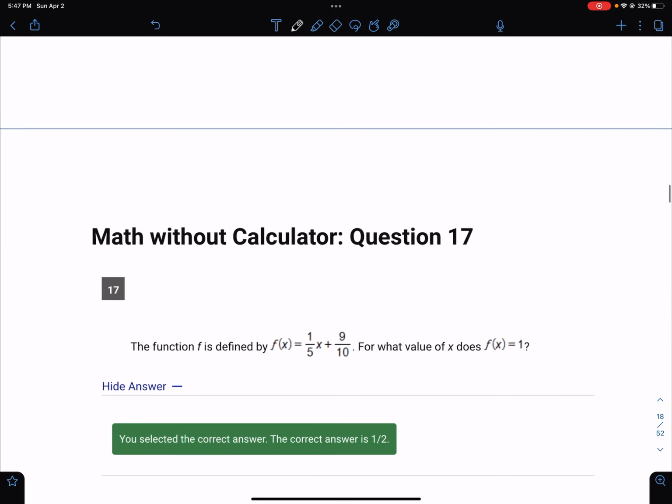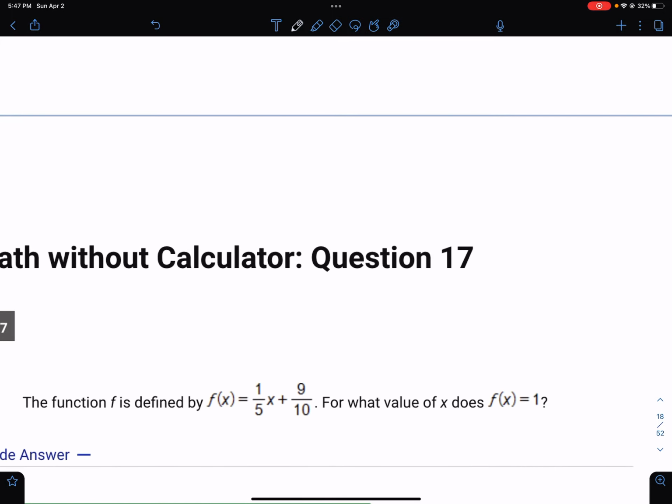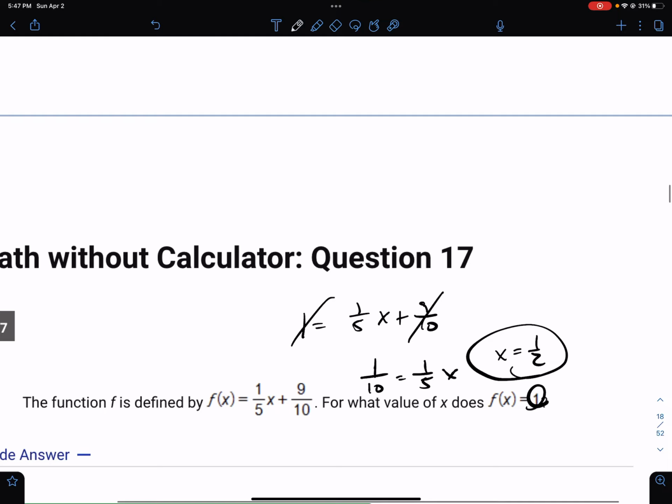Okay. The function is defined as this. Well, okay, what y value? 1. When is the y value 1? 1 equals 1/5 x plus 9/10. Subtract 9/10 from both sides. You have 1/10 equals 1/5 x. X must have been 1/2. Done.